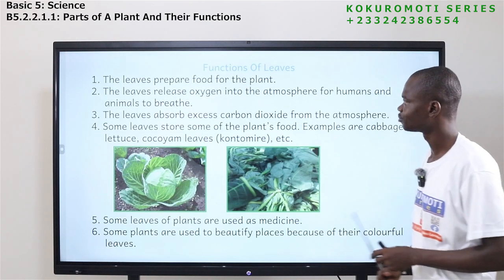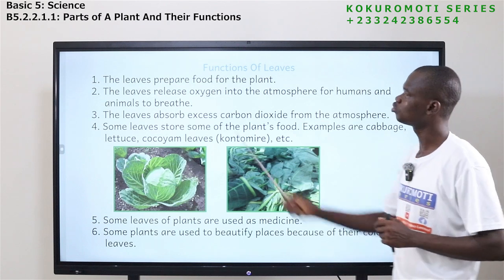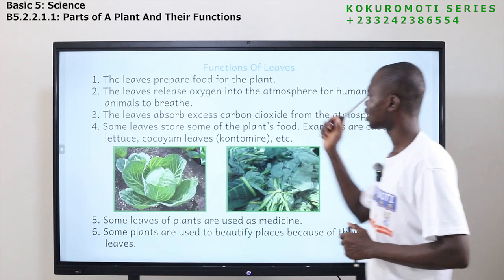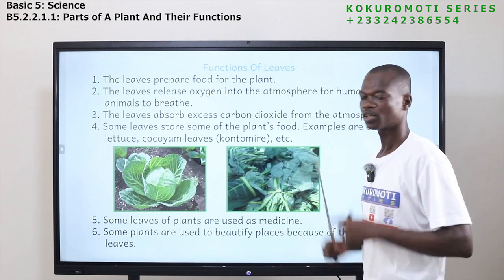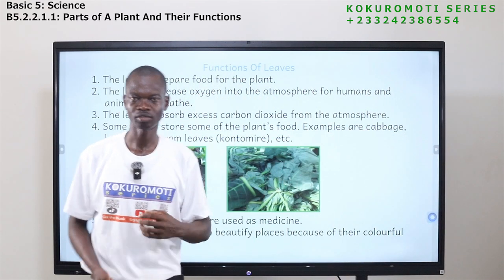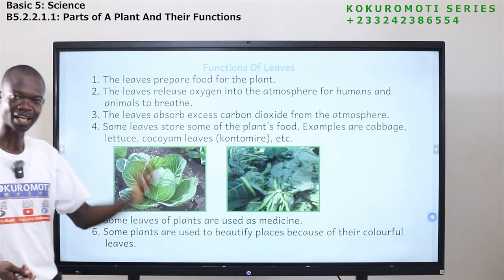Let's look at the functions. 1. The leaves prepare food for the plant. We have seen it. 2. The leaves release oxygen into the atmosphere for humans and animals to breathe. Human beings, we breathe in, we breathe out. What we breathe in is oxygen. What we breathe out is carbon dioxide. Where do we get the oxygen? Plants.